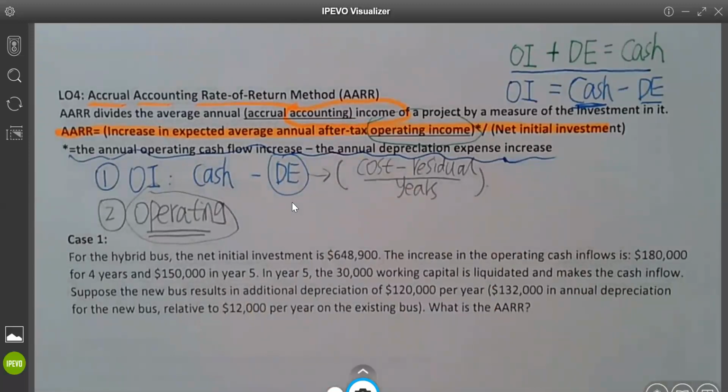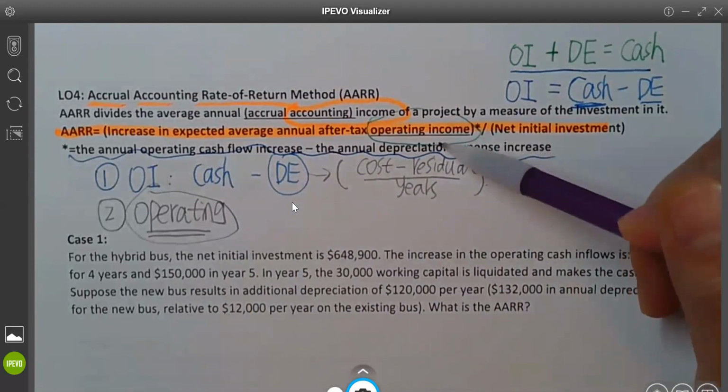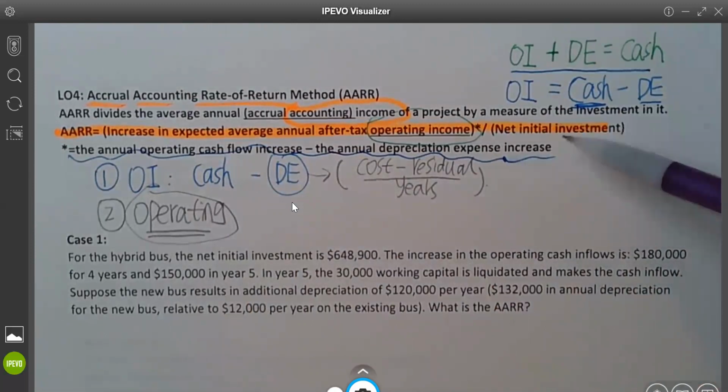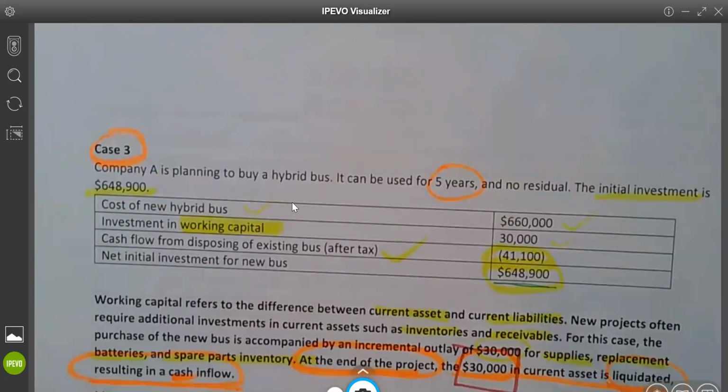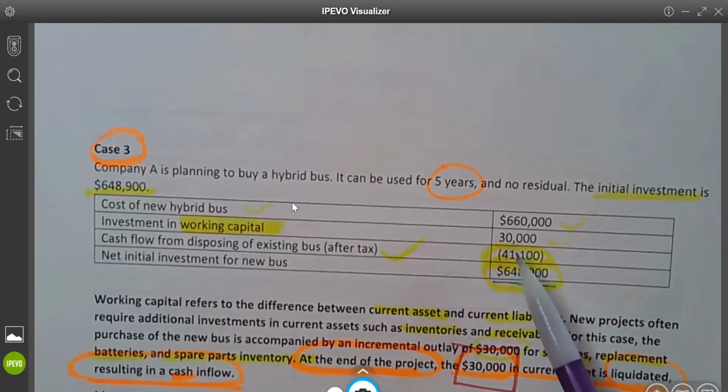We do not consider the working capital liquidation as operating income. We only focus on operating income in the numerator. So the numerator is just operating income, and then you divide by net initial investment. The net initial investment has the working capital, right? So when we did the working capital, you will feel better, I promise you, after the next few videos. But this time you just need to know that when we did our net initial investment, we put 30,000 as a cash outflow.